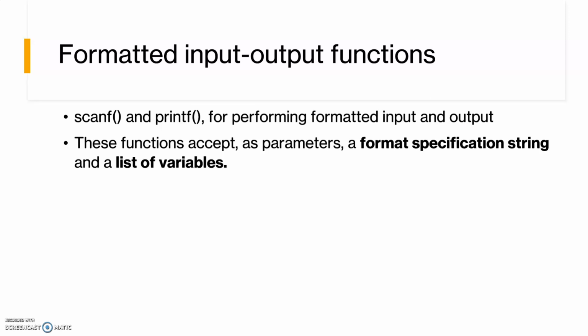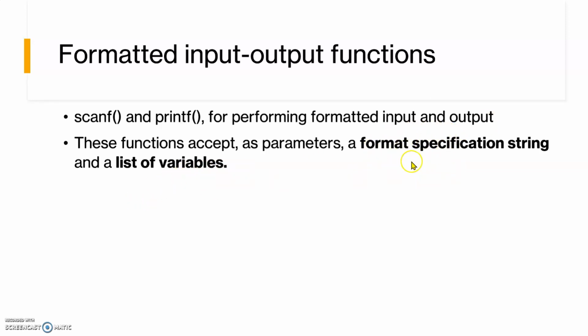These scanf and printf functions are predefined functions, and they are defined in the header file stdio.h, standard input and output. So we include the #include stdio.h header file in our program. The stdio.h file includes the code for scanf and printf. These two functions accept two things as parameters. The first is the format specification string, and the second is the list of variables. We'll see in detail what these two things are.